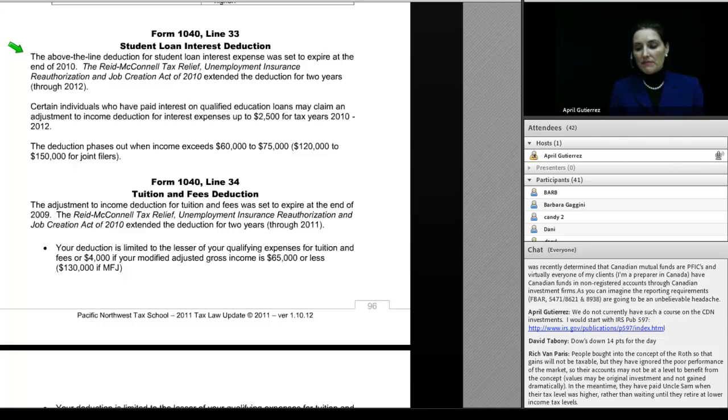And the deduction is a maximum of $2,500 for tax years 2010 through 2012. There's a phase-out on your ability to claim a deduction for student loan interest. That phase-out happens when you are single and your income is between $60,000 and $75,000, or take that amount and double it if you're filing a joint return.